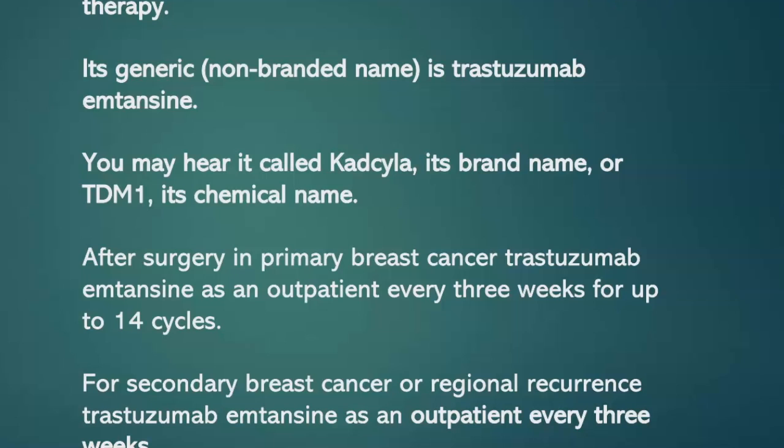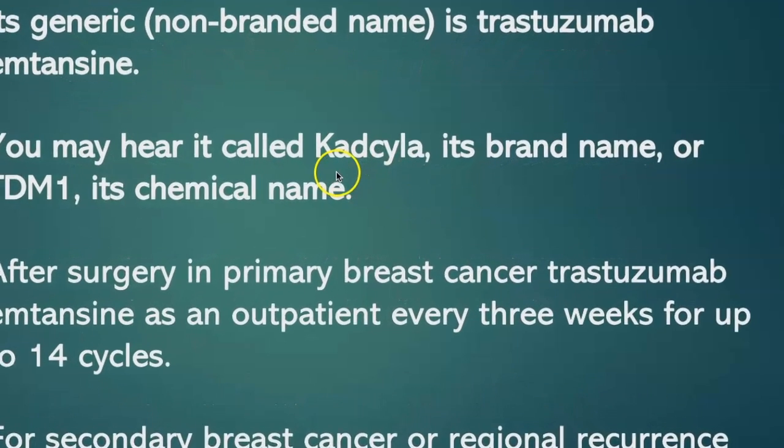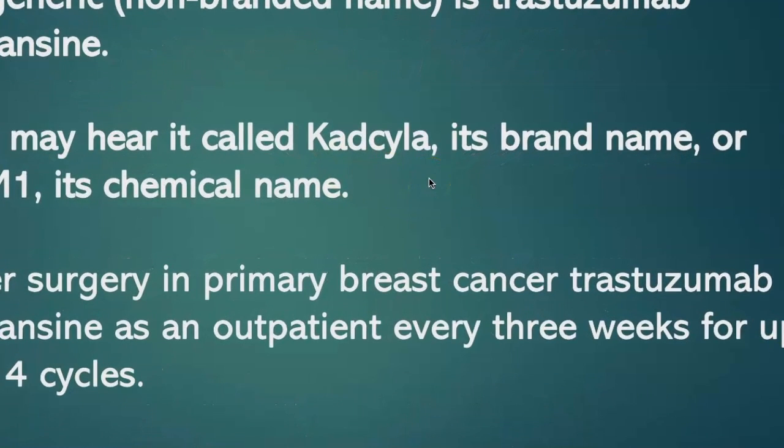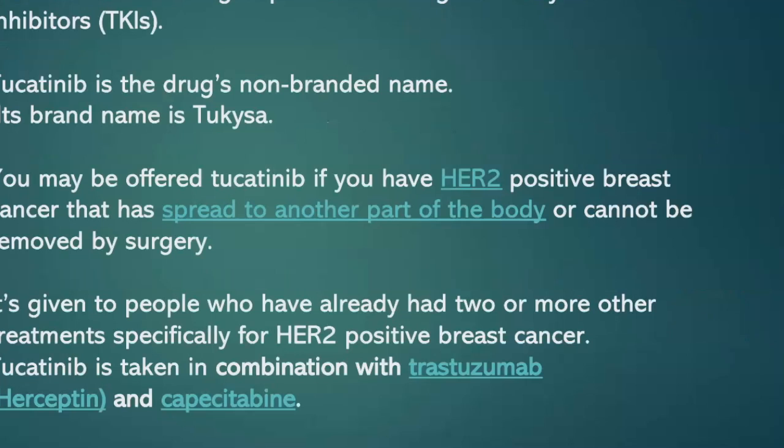So trastuzumab emtansine is yet another therapeutic. It's frequently called Kadcyla, and it is used again on an outpatient basis for a number of weeks. And again, this is important for giving a two-pronged approach for biological therapy.